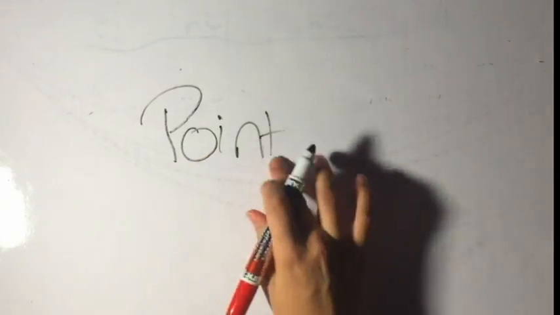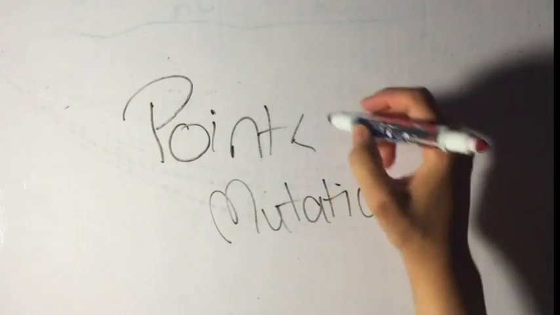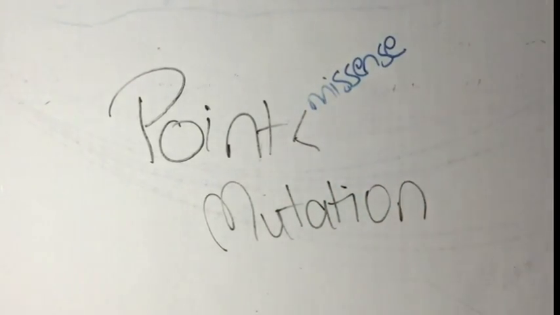What are the different types of mutations? So, as I said, there are many different types of mutations that a person can have, but some include point mutation, which is a mutation that affects one or a very few nucleotides in a gene. So there are two types of point mutations: missense mutation and nonsense mutation.